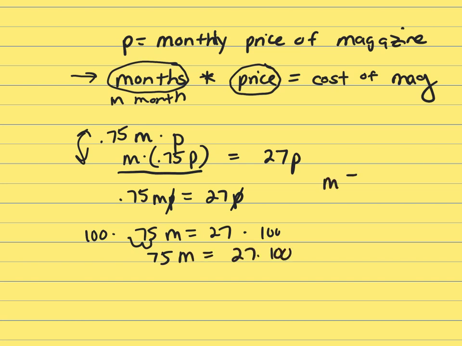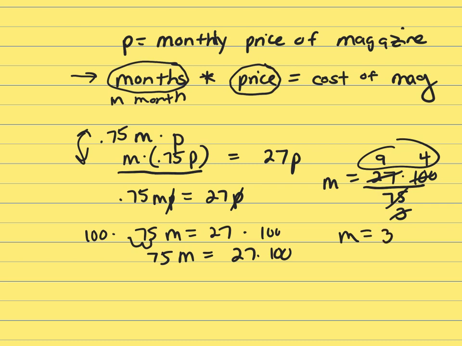And now let's divide both sides by 75. You get M equals 27 times 100 all over 75. And you don't want to multiply that 100 out times the 27. Just cancel now. 25 will go into 75 3 times. 25 will go into 100 4 times. 3 will go into 27 9 times. 9 times 4 is 36. So there's your price.